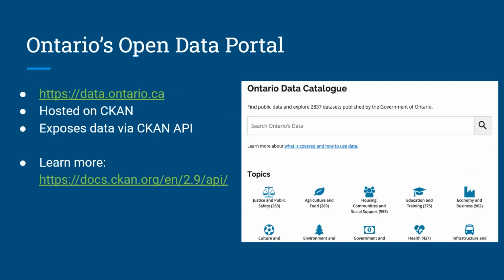Some vital statistics on the portal up here on the screen: the URL and the platform it uses, the CKAN platform, which is a pretty common platform used for open data portals. That means that it exposes data using the CKAN API. And on this slide is also a link to the documentation. But within the Open Data Portal, there is also documentation that is readily available to you. You can actually click on it and even see sample API calls for the data set that you're interested in. It's very nice, very comprehensive.